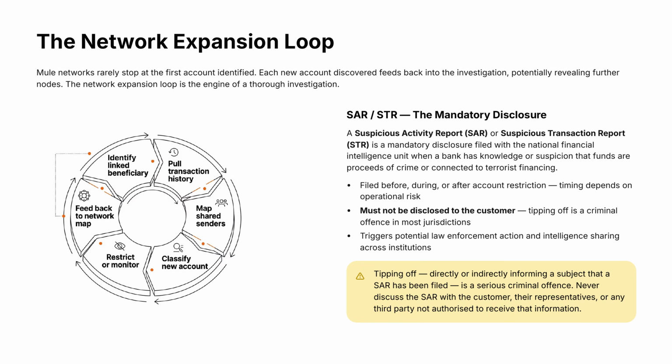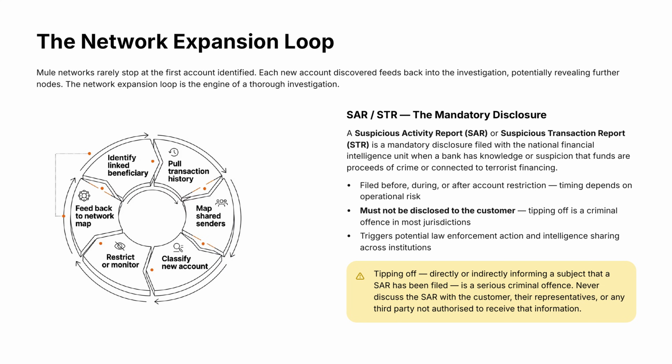The cycle works like this. You pull transaction history, map shared senders, classify the new account, restrict or monitor, feed the findings back to the network map, and identify linked beneficiaries. Then the loop repeats. Alongside this, you must file a Suspicious Activity Report or SAR, also known as a Suspicious Transaction Report or STR. This is a mandatory disclosure filed with the National Financial Intelligence Unit when a bank has knowledge or suspicion that funds are proceeds of crime or connected to terrorist financing. It can be filed before, during, or after account restriction. Timing depends on operational risk.